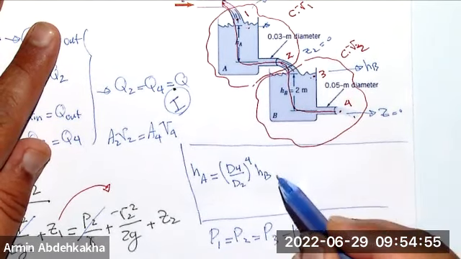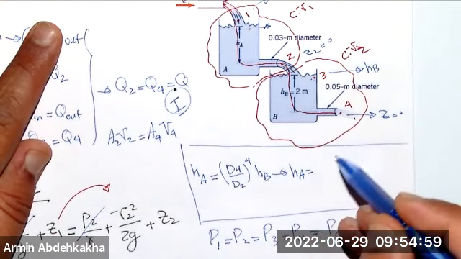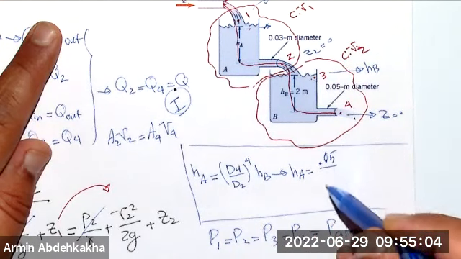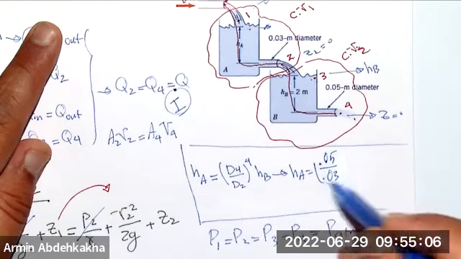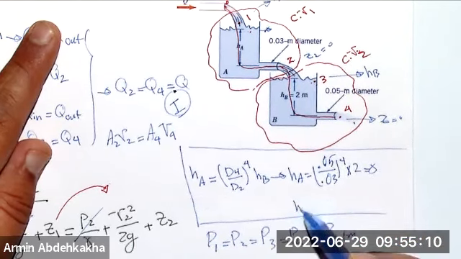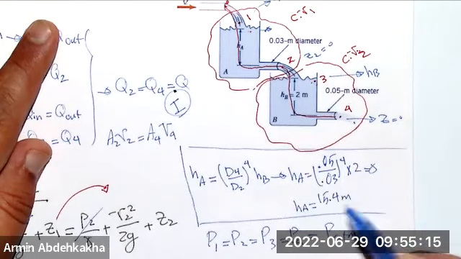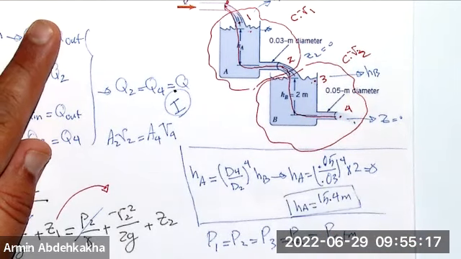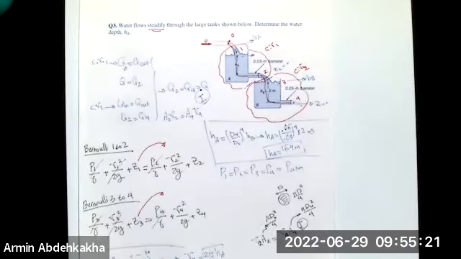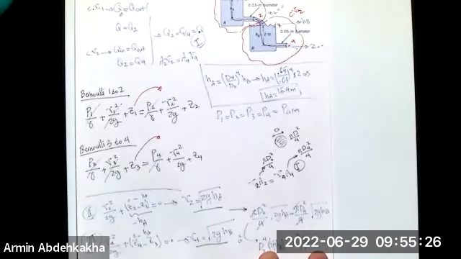And HB is given. Now is the time for replacing. So HA is going to be equal to D4, which is 0.05, over 0.03 to the power of 4 times HB, which is 2, and that gives you that HA is 15.4 meters. Take a look at that in whole, and let me know if you have any questions.